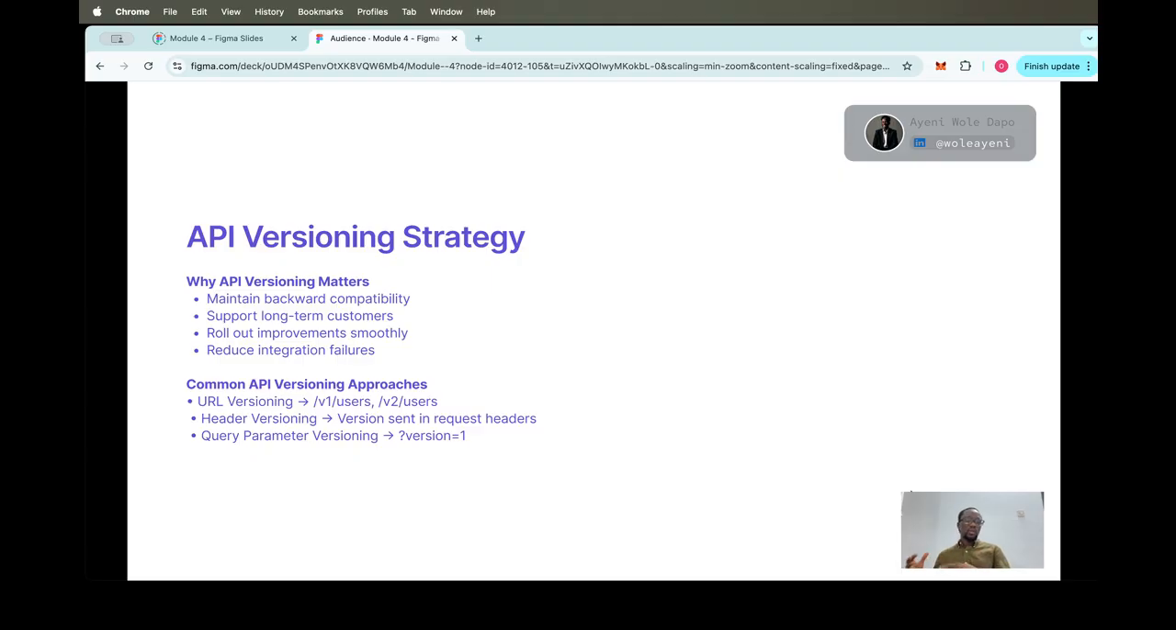So why does versioning matter? Versioning helps you ensure that new updates don't disrupt existing users. Developers can integrate safely with your system, where they can choose to integrate with version 1 of your application or version 2. As a TPM, versioning should always be part of your API design strategy.